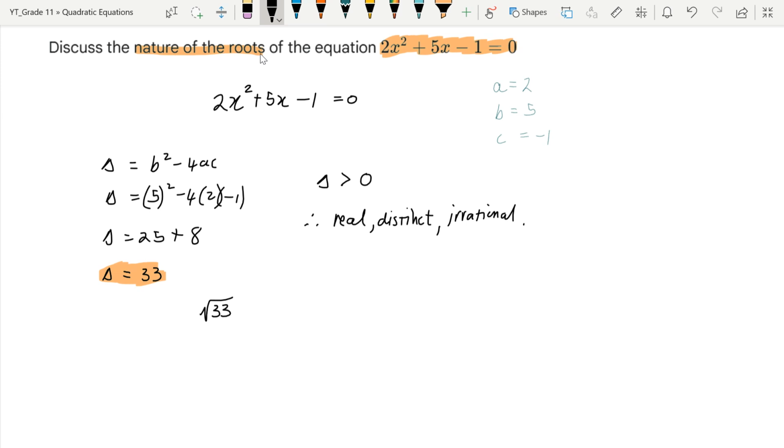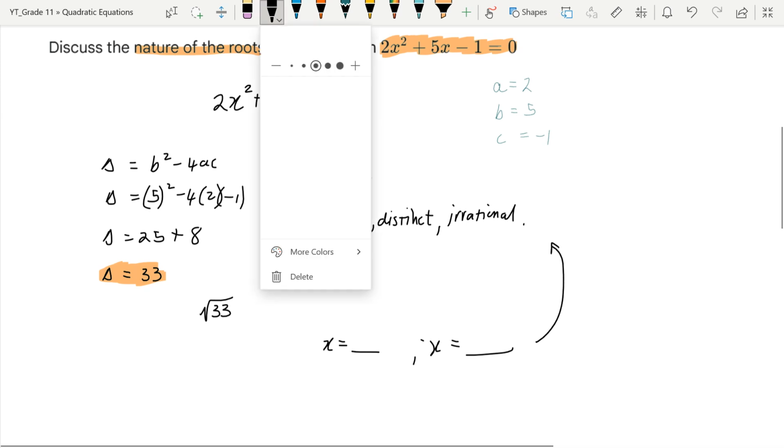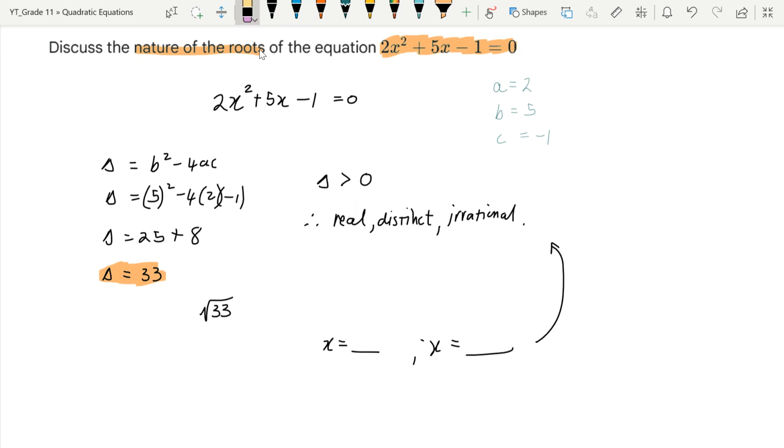If you were to go ahead now and solve for x, where you do all the work and you get to x is equal to something, then it will prove what we just said over here. You will get to roots that are real, you will get to roots that are different, and they will be irrational. Next up.